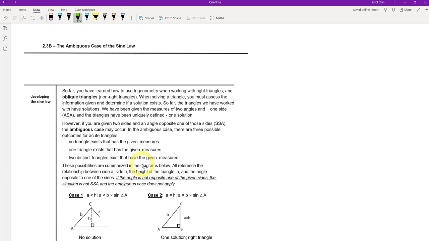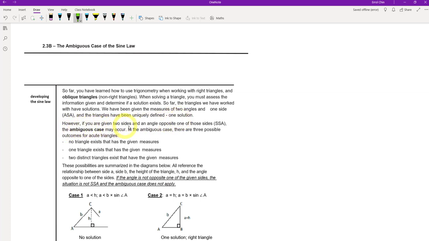So here's the lesson. We're going to talk about this thing called the ambiguous case. And the word ambiguous means you're not exactly sure which triangle you're going to create. All right, it says here, so far you've learned how to use trigonometry when working with right angles. Oblique triangles are non-right angles. When solving a triangle, you must assess the information given to determine if a solution exists. So far, the triangles we've worked with all have solutions. We've been given the measures of two angles and one side, so it's called ASA, angle, side, angle. And the triangles have been uniquely defined, which means there's only one possible triangle.